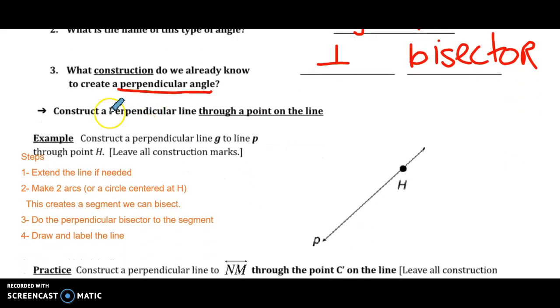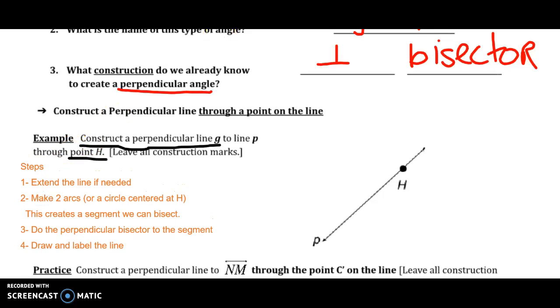So our first thing that we're going to do is construct a perpendicular line through a point on the line. In this example, we will construct a perpendicular line G to line P through point H. I've listed the steps on the left-hand side for you, so if you want to reference those, you can. So first thing that's recommended is that you extend the line if necessary. Now I'm going to extend the line. You should use your ruler to extend your line.